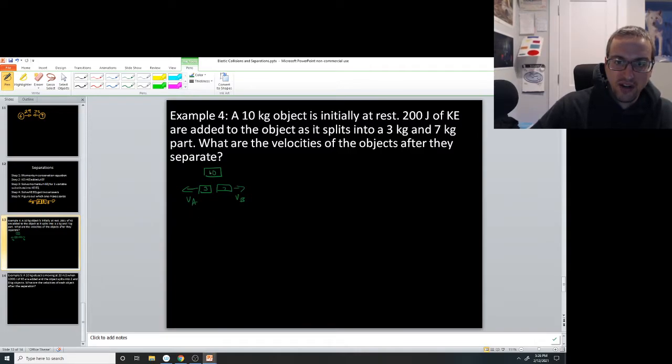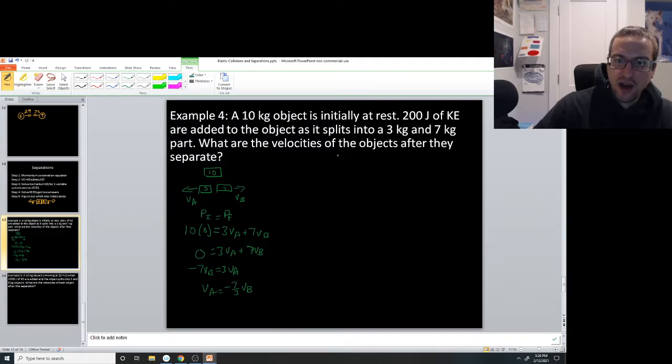Well, beforehand, it's 10 times 0. This is momentum initial equals momentum final. Afterward, it's 3 VA plus 7 VB. Let's go ahead and solve that. I've got 0 equals 3 VA plus 7 VB. Negative 7 VB equals 3 VA, and VA equals negative 7/3 VB.